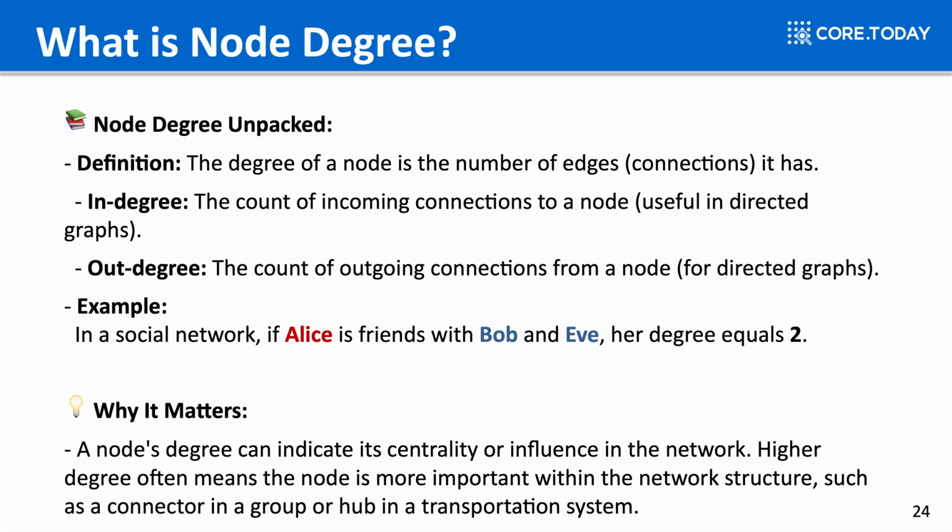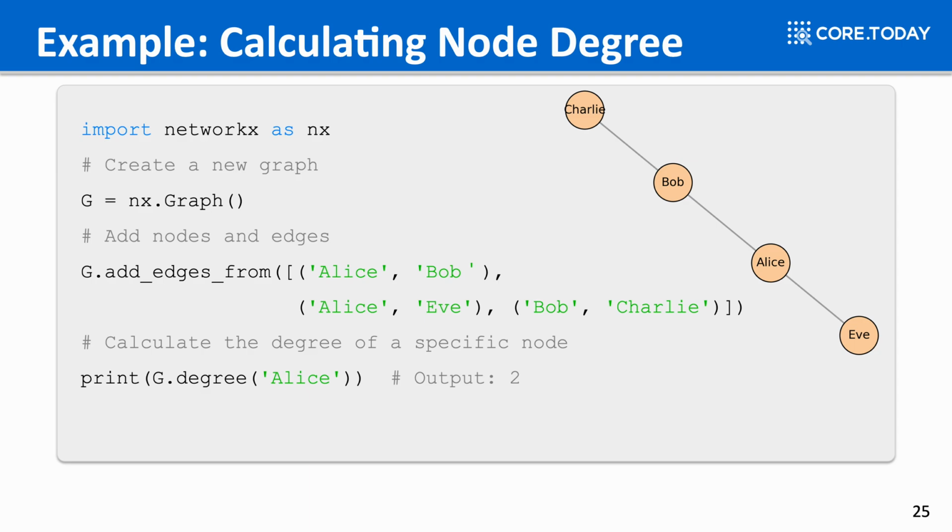Visualizing degree gives us a quick snapshot of who or what matters most in a system. This simple code snippet demonstrates how to calculate the degree of a node, such as Alice, in a NetworkX graph. By running it, you'll see that Alice has a degree of 2, meaning she's directly connected to Bob and Eve.